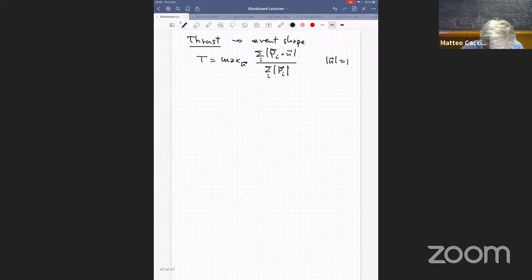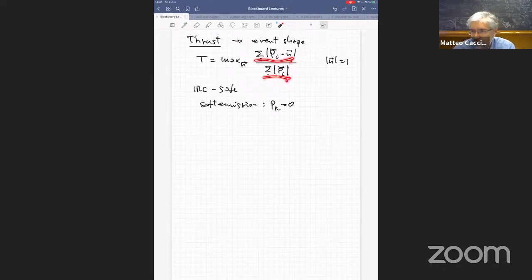You can fairly easily tell that this is IRC safe. Remember the definition of infrared and collinear safety: soft particle emission and collinear splittings must not change the observable. So let's look at what happens here. If you emit a p_k that is very, very soft, so p_k goes to zero, then if you add a zero p_k to these sums, of course T is unchanged. To a sum, you add a term that is zero. So it's easy to see that T is unchanged.